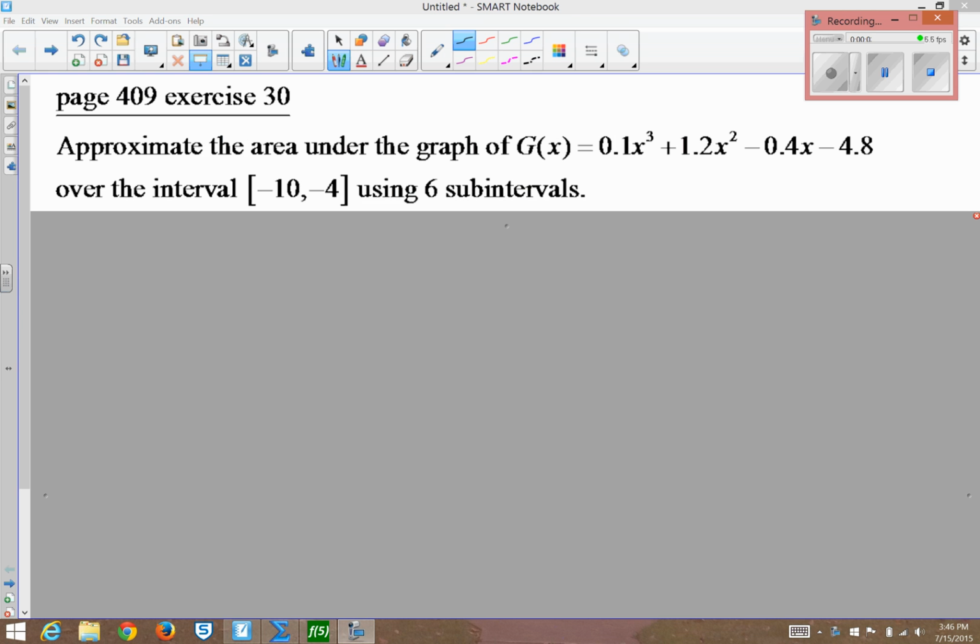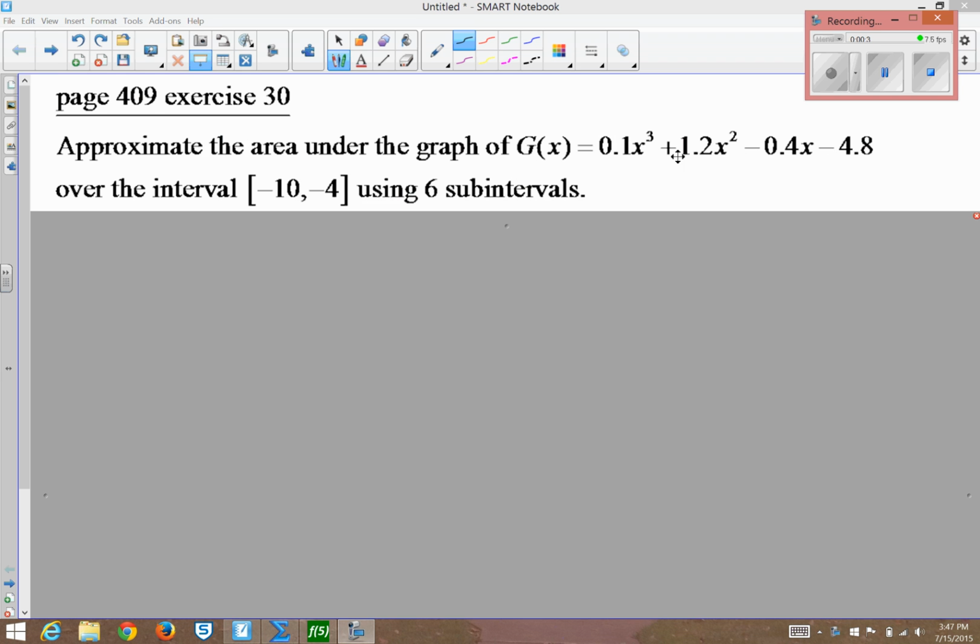Page 409, exercise 30 says approximate the area under the graph of g of x equals 0.1 x cubed plus 1.2 x squared minus 0.4 x minus 4.8 over the interval -10 to -4 using 6 subintervals. Here's a picture of what the question is asking.